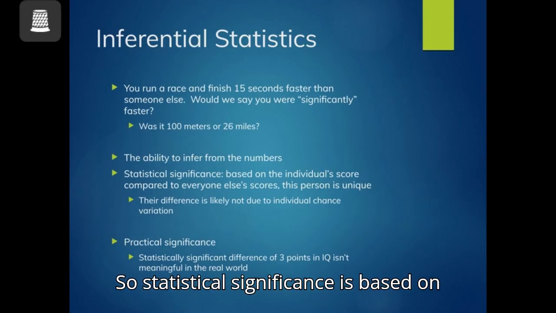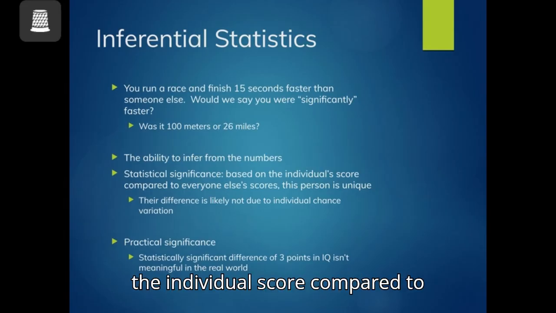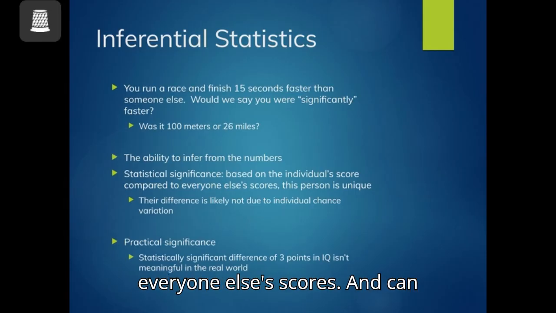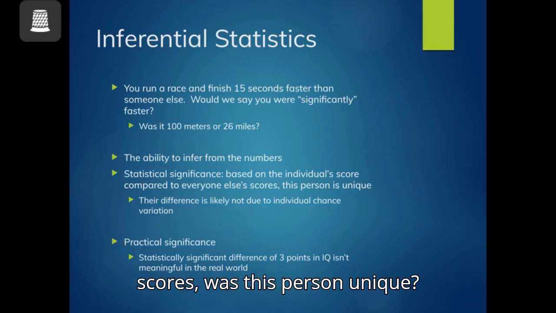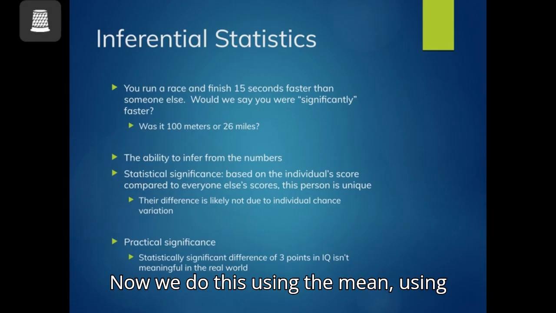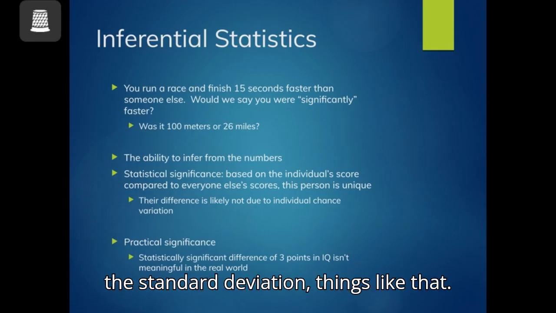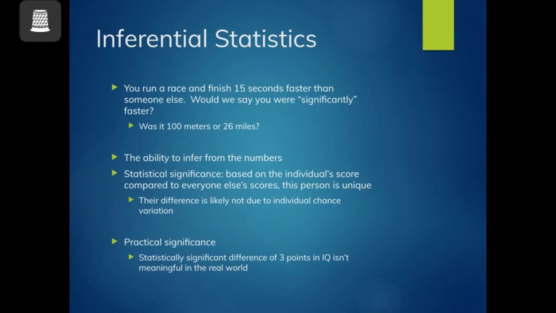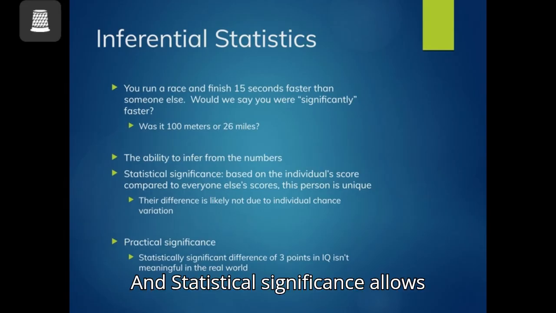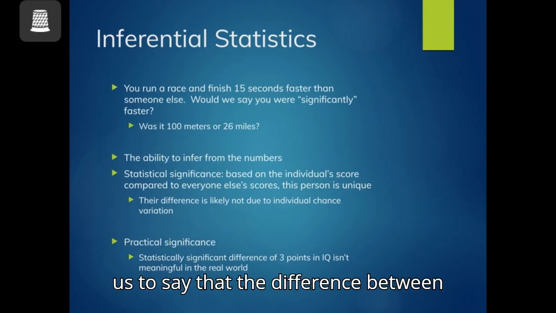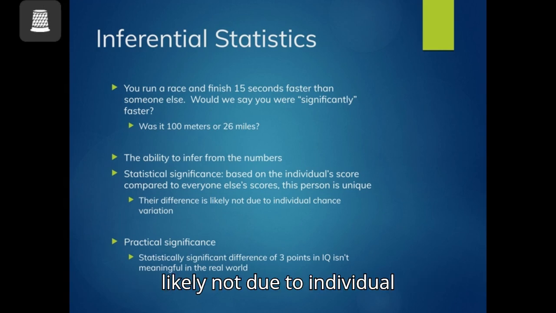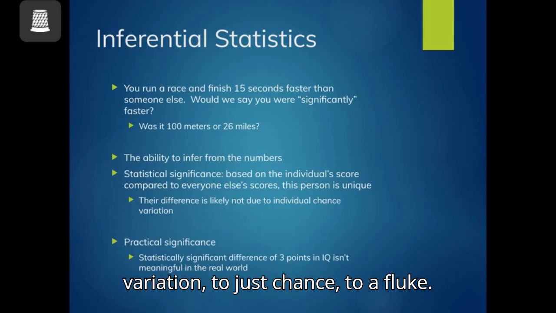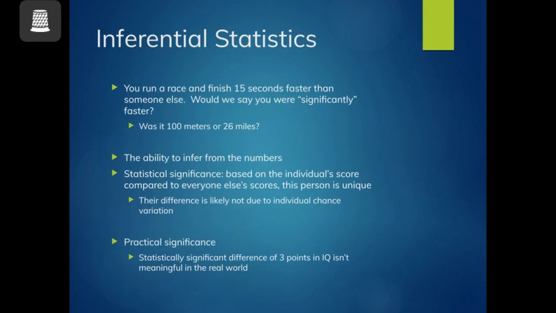So statistical significance is based on the individual score compared to everyone else's scores. And can we say that based on everyone else's scores, this person was unique? Now we do this using the mean, the standard deviation, things like that. And statistical significance allows us to say that the difference between this individual and everyone else was likely not due to individual variation, to just chance, to a fluke.